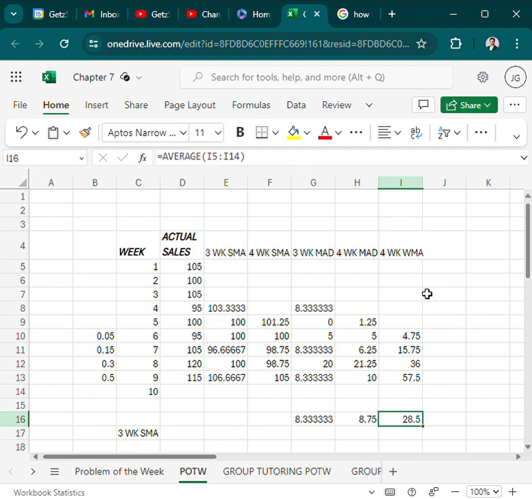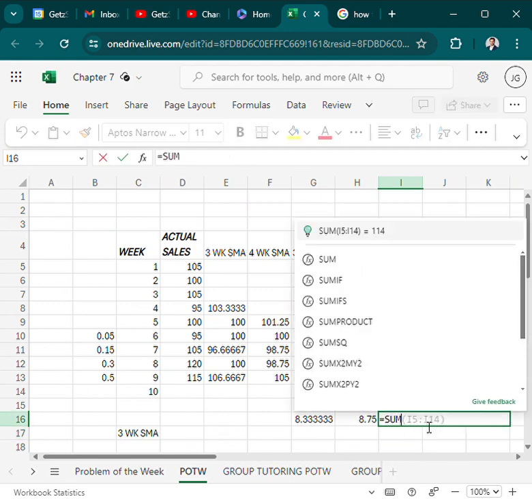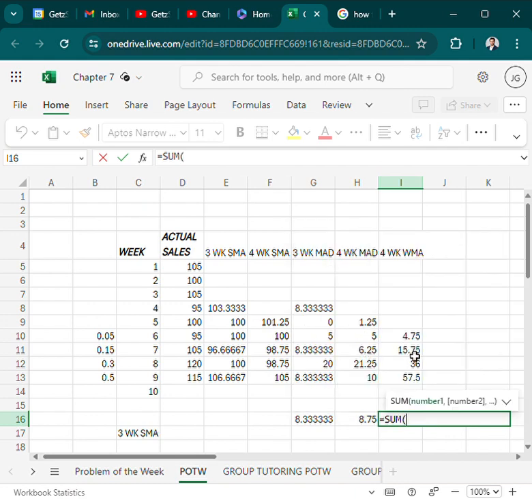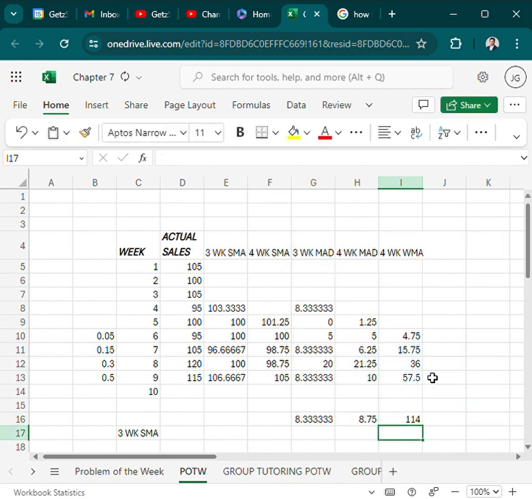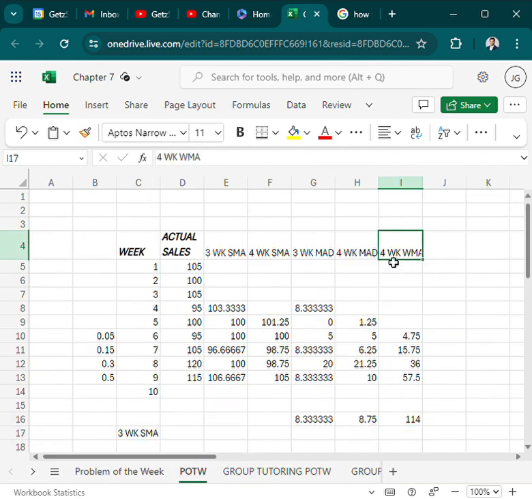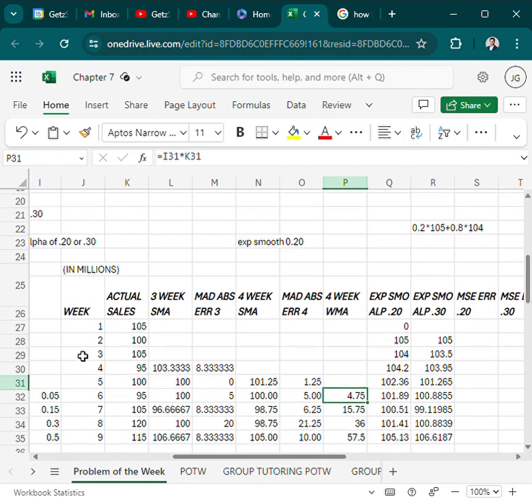But in order to do this one you actually sum it up. That's another common mistake that might happen. So make sure when you're doing weighted moving average that you're adding everything up. So that's going to be 114. Good.